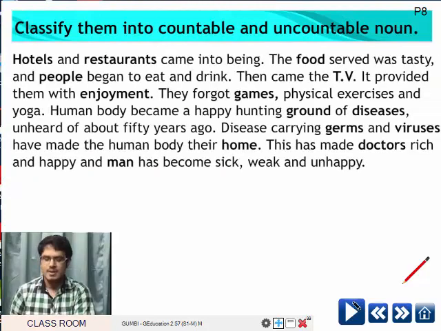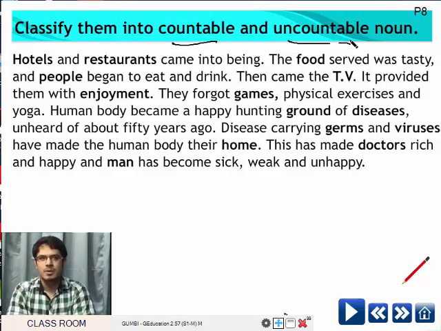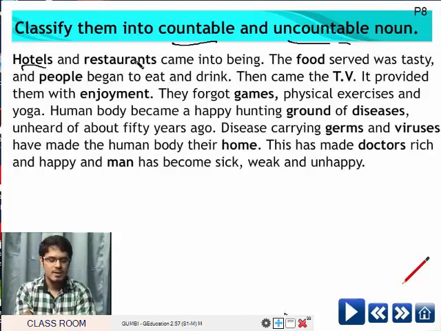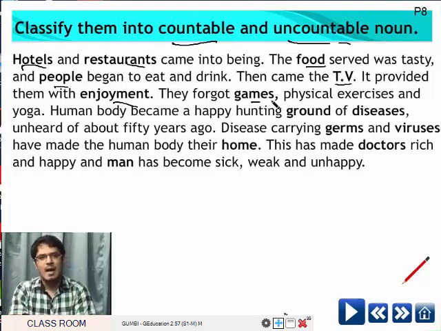Next, what is a countable and uncountable noun? As the name itself says, countable, so it can be counted. Countable and uncountable. For example, flowers, bees, garden, bed, country, pencil. For example, 1 pen, 2 pen, 3 pen. Honey, water, milk, rice, wheat, you weigh them. For example, hotels, restaurants, food, people, TV, enjoyment, games. Few words have been highlighted. You have to classify them into countable and uncountable noun, whether it can be counted or cannot be counted.